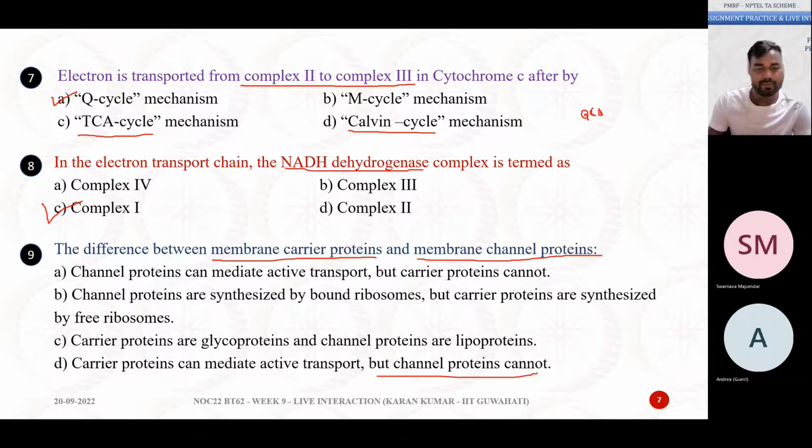The main difference between the membrane carrier protein and membrane channel protein is that the carrier proteins can mediate active transport. However, the channel proteins, as the name specifies, are channels, which means they will only operate passive transport. However, the carrier proteins can mediate active transport. So option D is correct. That is the basic or major difference between the carrier proteins and channel proteins.